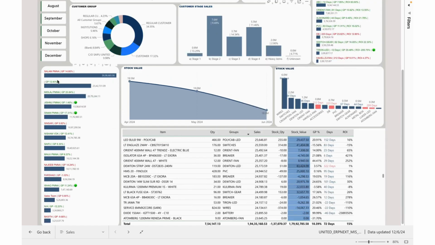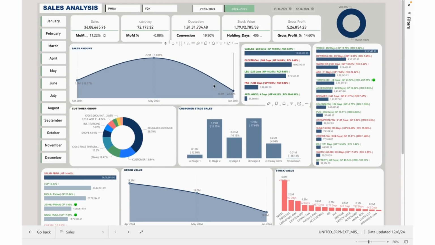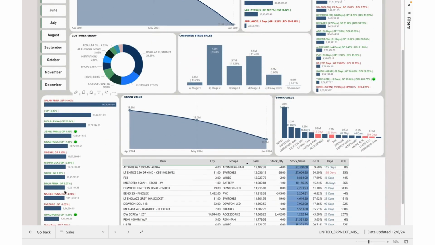This is salesman-wise sales. If you click on one salesman, you will get that salesman's monthly sales trend, which products are selling, what the margin is, and which are the top selling products. You will get each of these details.